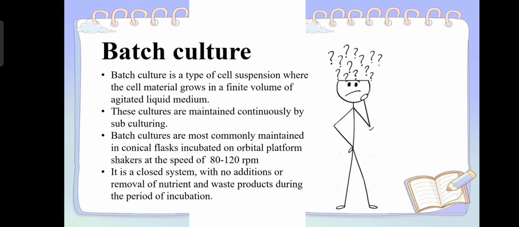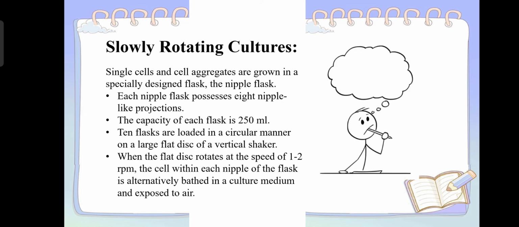Batch culture. Batch culture is a type of cell suspension where the cell material grows in a finite volume of agitated liquid medium. These cultures are maintained continuously by subculturing. Batch cultures are most commonly maintained in conical flasks incubated on orbital platform shakers at a speed of 80 to 120 rpm. It is a closed system with no addition or removal of nutrients and waste products during the period of incubation.